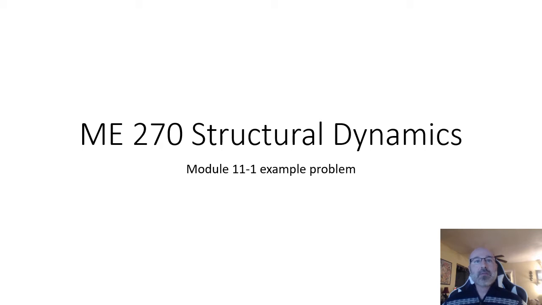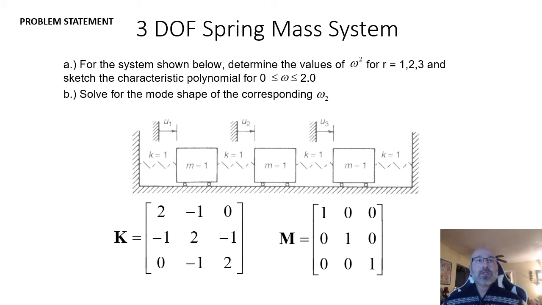Let's take a look at an example problem from Module 11.1 for ME270 Structural Dynamics. So in this problem here, we're given a 3 degree of freedom spring mass system. So two parts to this problem. The first part, they're telling us for the system shown below, they want us to determine the values of our omega squared for an R value of 1, 2, and 3. They also want us to sketch the characteristic polynomial for omega values here from 0 to 2.0.